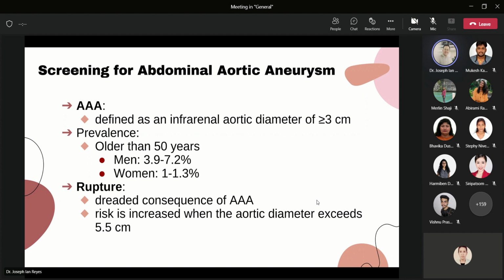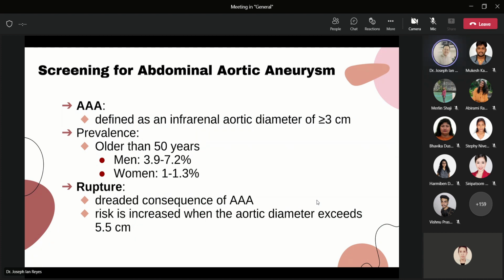So 3.9 to 7.2% compared to women, which is 1 to 1.3%. So mostly would be big, stocky men with abdominal pain who come to the ER, then suddenly die. Maybe a ruptured abdominal aneurysm. So that would be a condition that you should look out for. And maybe a patient comes to your clinic with abdominal pain, and you do palpation. You don't know it's an aneurysm. Maybe you can do damage. So be careful.